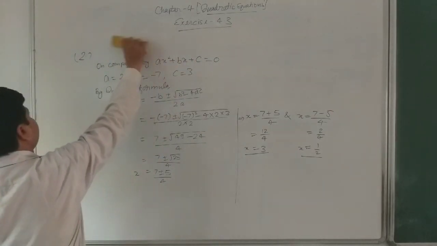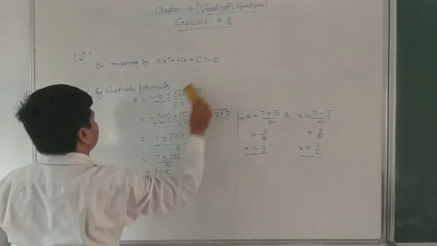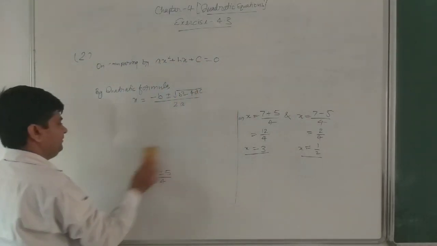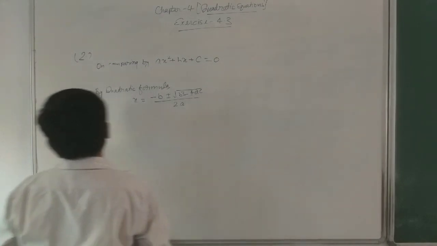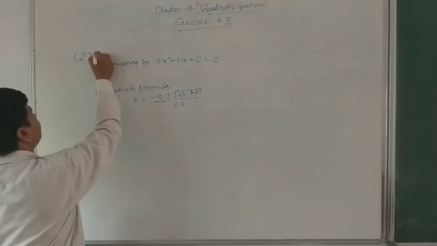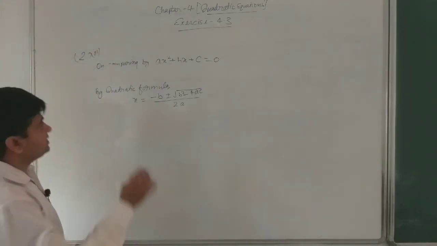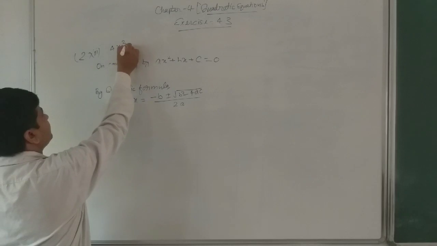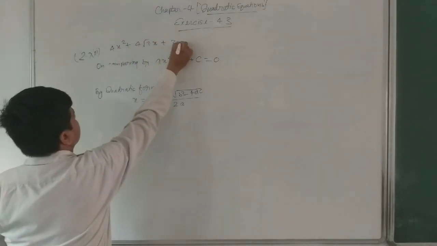This is the first part. Now the formula same use होगा. Now I am starting the third part, in which there is a root: 4x square plus 4 root 3 x plus 3 equals 0.